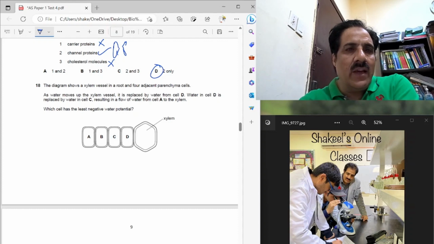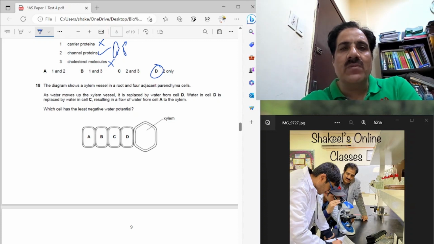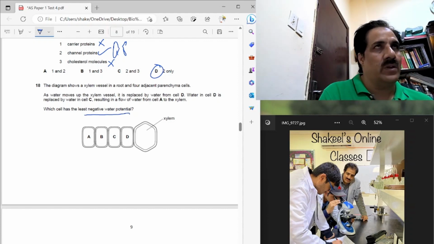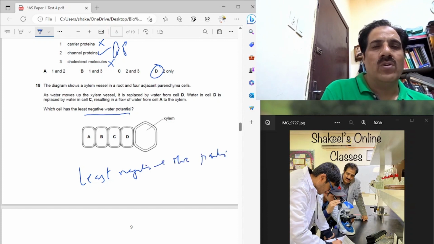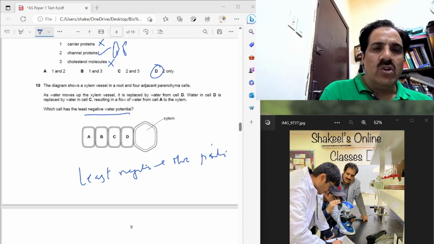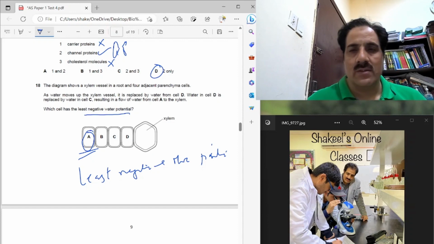Now, question number 18. The diagram shows a xylem vessel in a root and 4 adjacent parenchyma cells. As water moves up the xylem vessel, it is replaced by water from the cell D. Water in the cell D is replaced by water in the cell C, resulting in a flow of water from cell A to the xylem. Which cell has the least negative water potential? Least negative means more positive. More positive means higher water potential. So A should have the higher water potential than B, and B then C. So A has the highest or least negative water potential in this case. So A is the correct answer.